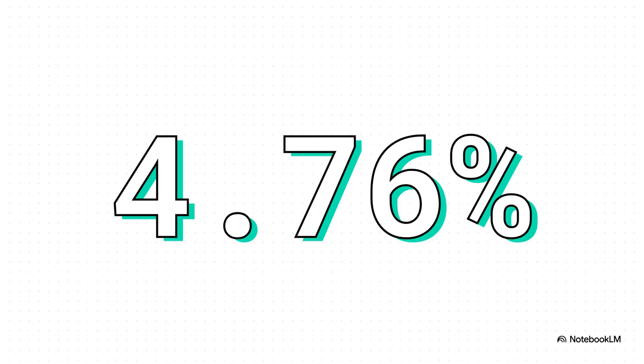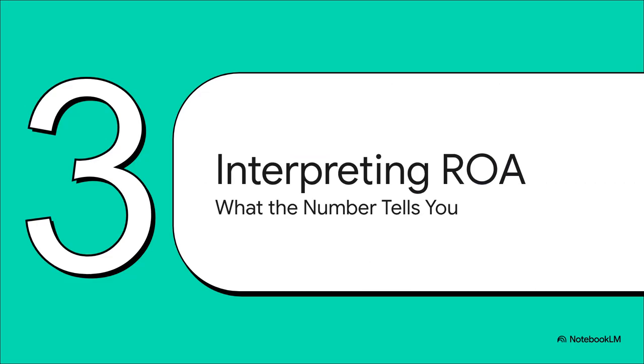So what does that mean? In plain English, it means that for every single dollar of assets this company had, it managed to generate just under 5 cents in net profit. Okay, getting the number is only half the job. Now we have to figure out what it's telling us. So is 4.76% good? Is it bad? Well, by itself, a number like this is kind of meaningless. It all comes down to context.